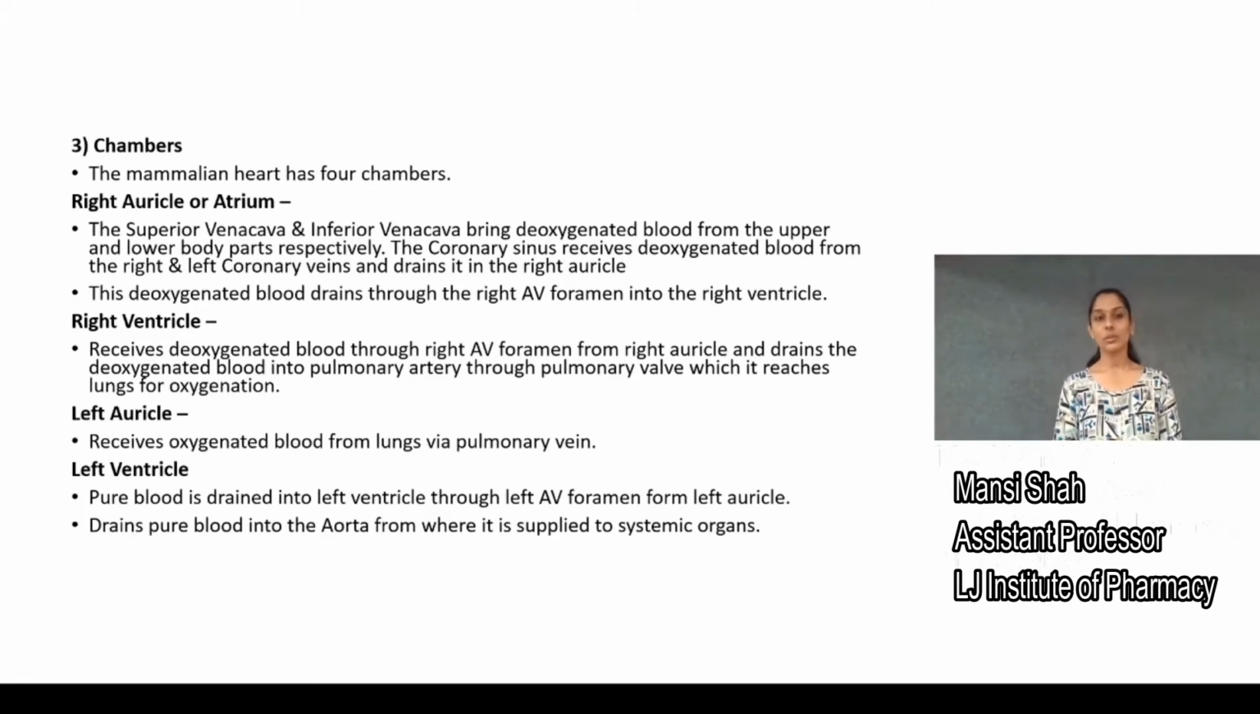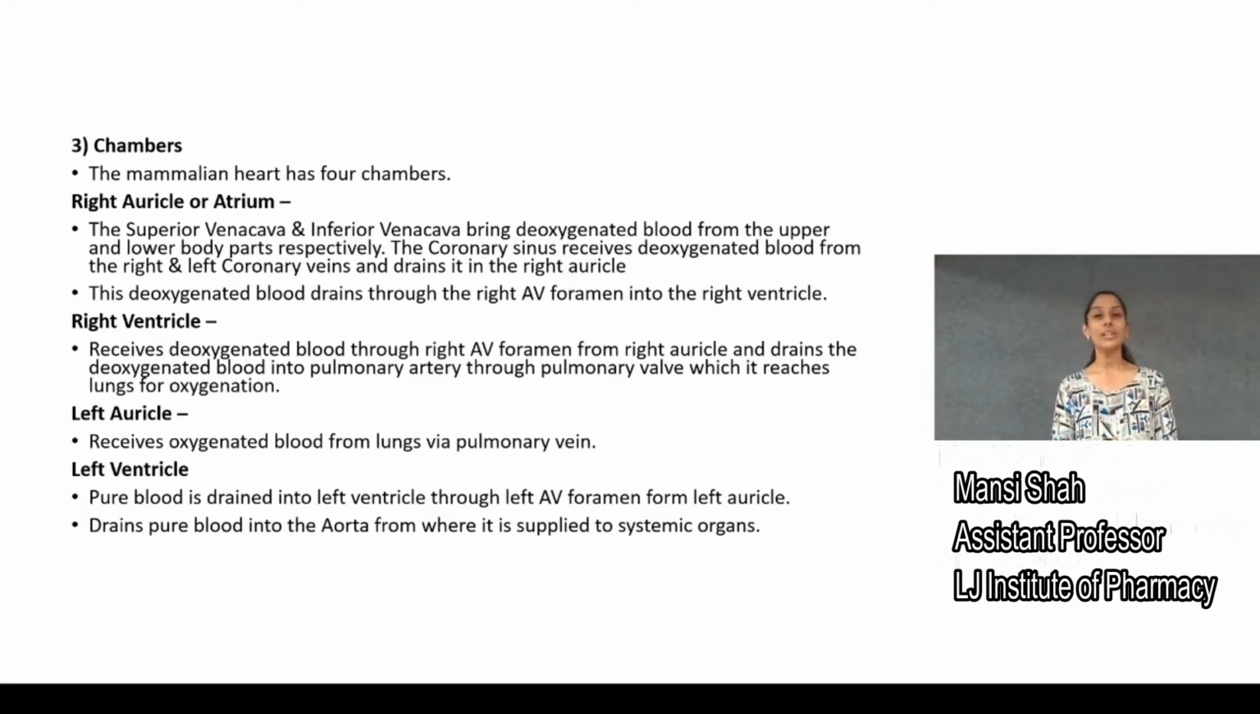Then chambers. So, the mammalian heart is made up of 4 chambers, that is right auricle, right ventricle, left auricle, left ventricle, right? Auricle, that is atrium. So, right auricle, that is, superior vena cava and inferior vena cava bring deoxygenated blood from upper and lower parts of body respectively. The coronary sinus receives deoxygenated blood from right and left coronary veins and drains it into right auricle. This deoxygenated blood drains through the right AV foramen into right ventricle.